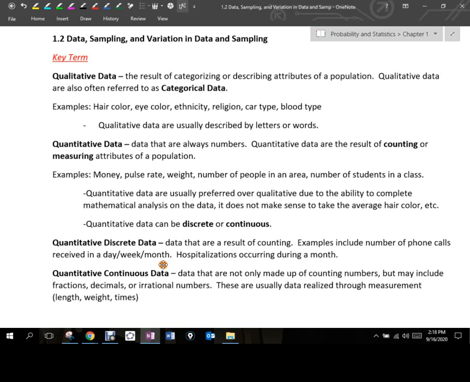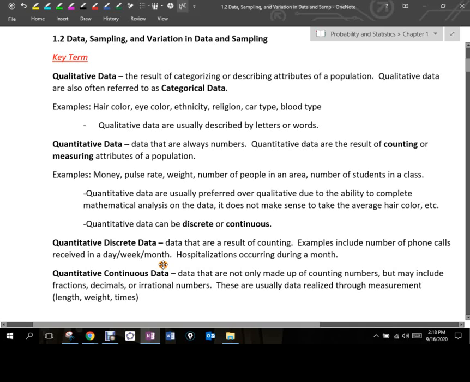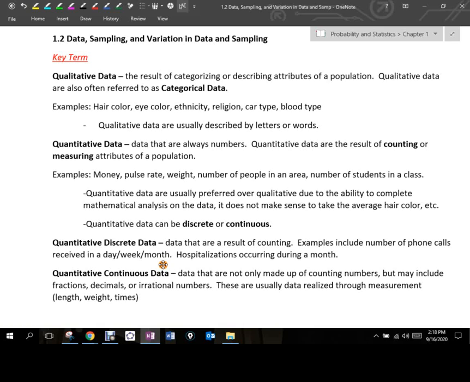Now, if I'm talking about qualitative, what's the root word for qualitative? Quality. Okay, so there's going to be some quality that we're analyzing, some type of characteristic that we're interested in. If I'm talking about quantitative, what is the root word? Quantity. Okay, so that data is going to be numerical. It's going to have a number, a quantity attached to it.